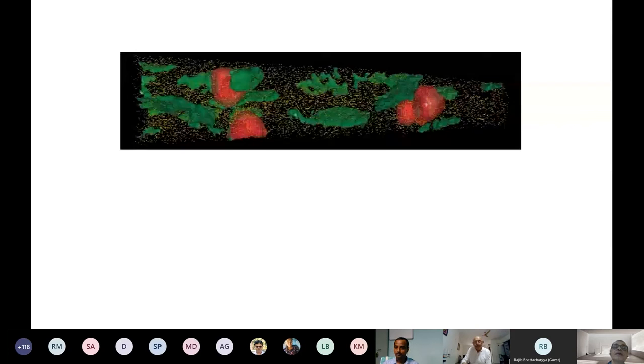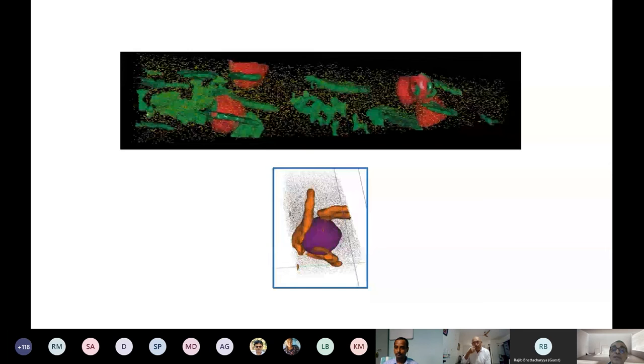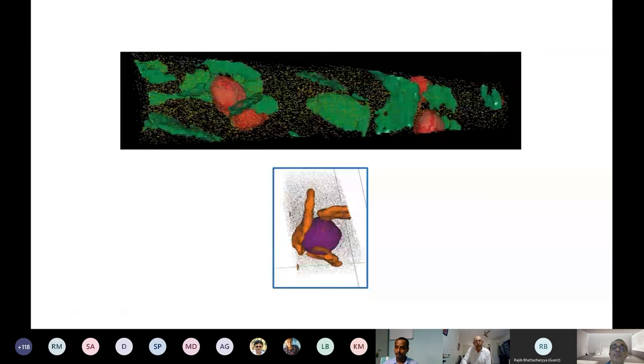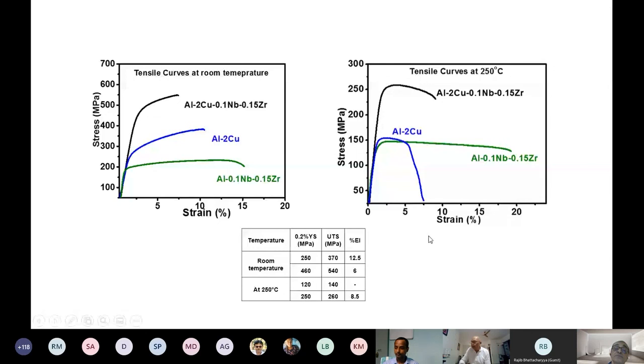This is more clearly shown here. The middle one is the L1_2 ordered precipitate, and on it nucleated the aluminum copper plates. And this is a unique arrangement which resists partitioning and imparts very high strength. It resists the dislocation motion, resists the coarsening, and gives a very high strength.